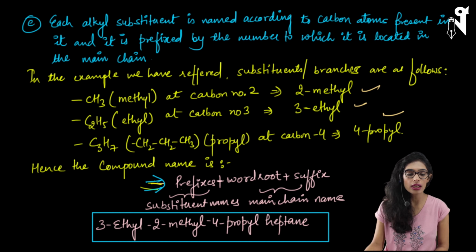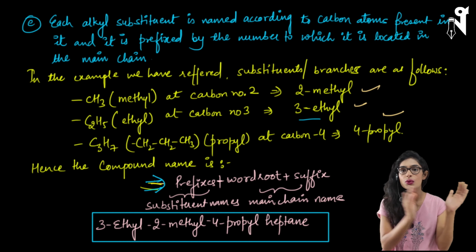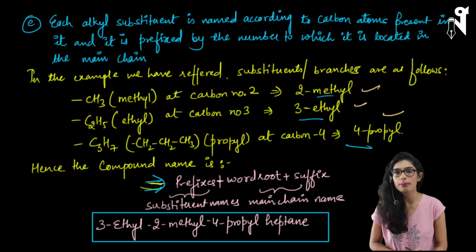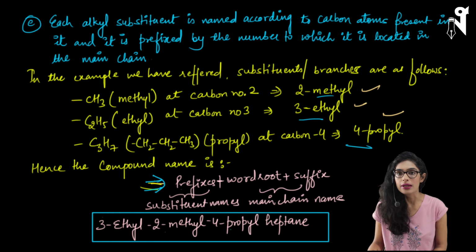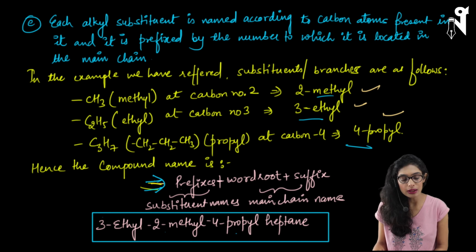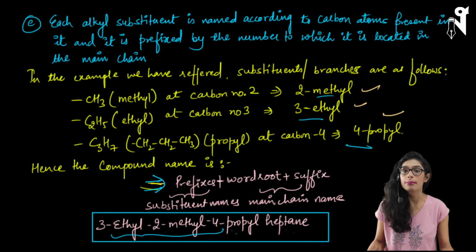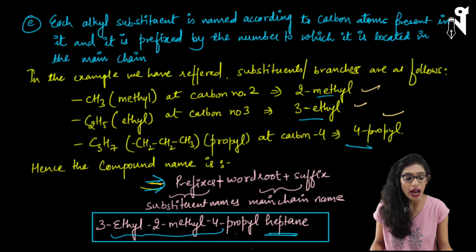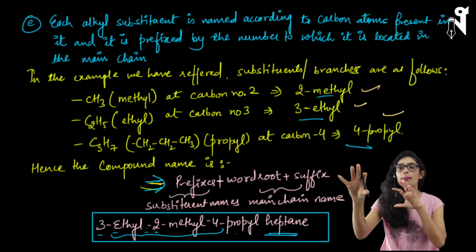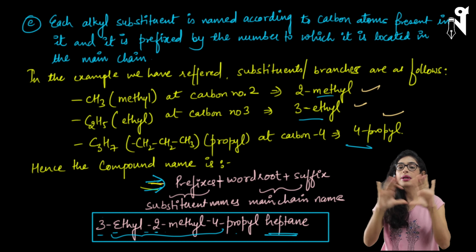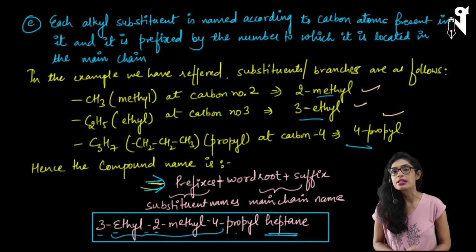So we know the branches are ethyl, methyl, and propyl. So these names will come first and then will come your parent chain's name. So we can write it as 3-ethyl, 2-methyl, 4-propyl heptane. All these three names are the branches' names and then comes your parent chain name. Now here look at it carefully. I have put a hyphen between the name of the branch and the number, and again between the number and the branch. So basically name and number, name and number have been separated by using hyphens in between.